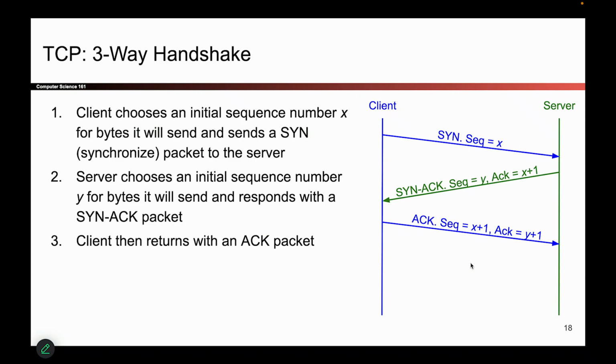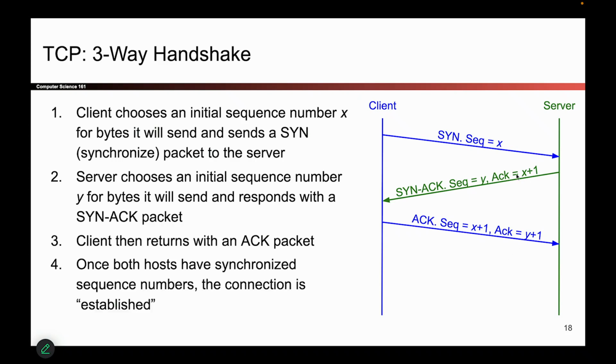What we've basically done is we've exchanged initial sequence numbers, X and Y, but we have also acknowledged the receipt of numbers X and Y. The server receives X and says, yes, I got it, and the client receives Y and says, yes, I got Y. That's what the three-way handshake is doing. It's confirming receipt and exchanging those initial sequence numbers. And once everything is properly exchanged, now it's time for the client and the server to exchange data.